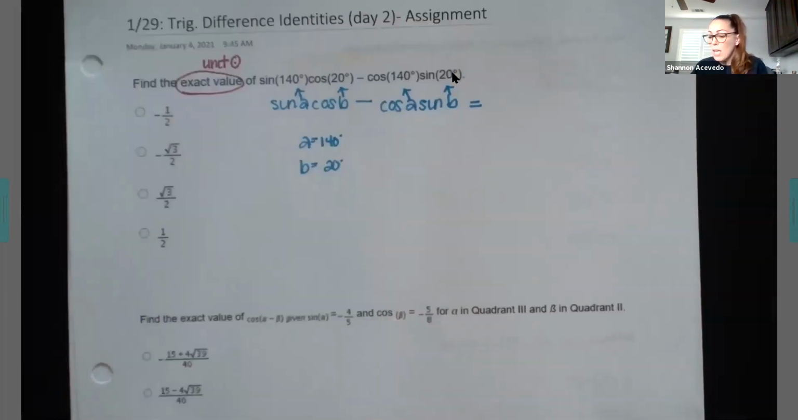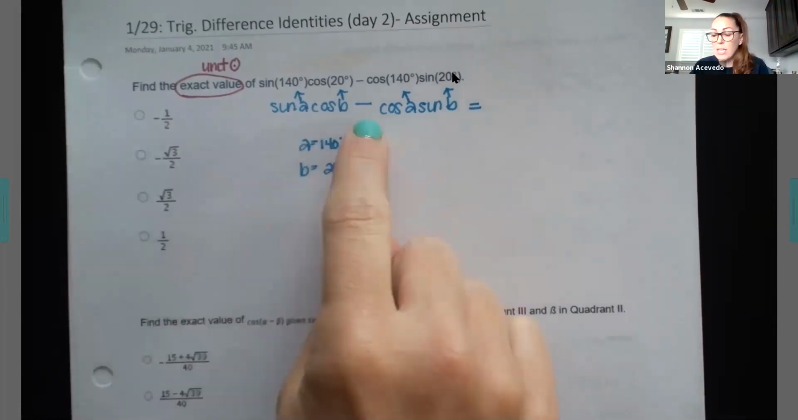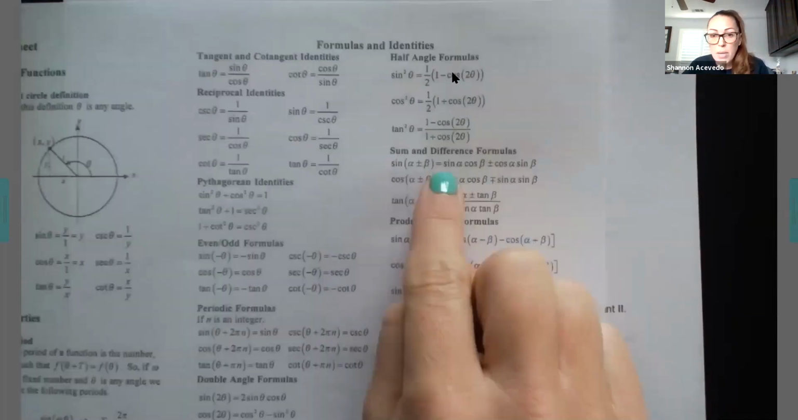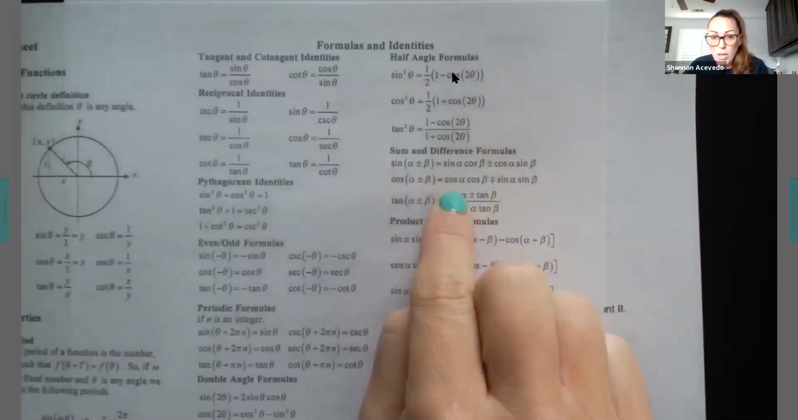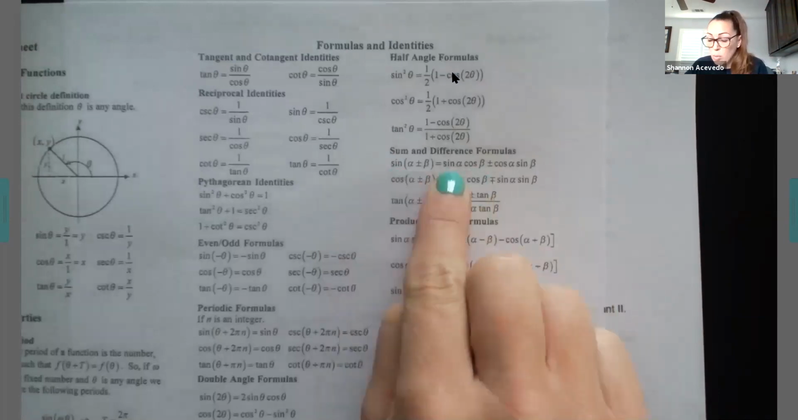And here's what I know. If I look here and I have sine of A, cosine of B minus cosine of A, sine of B, so I have a sine and cosine combination. My other option is cosine, cosine. So we know it's going to be a sine, because that matches with what we're given.